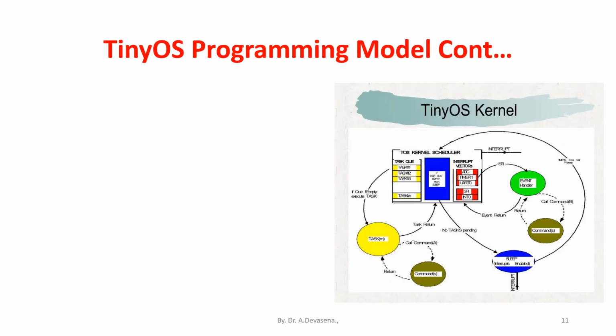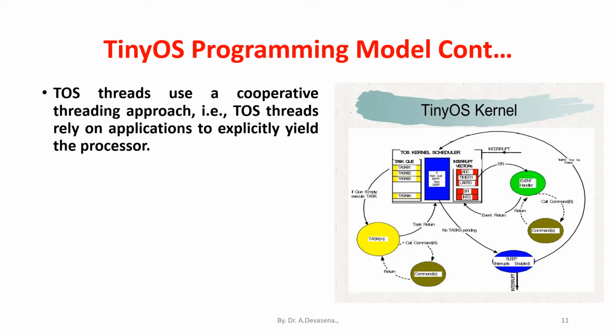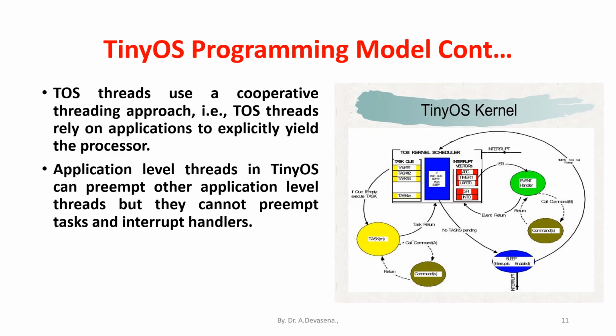TOS threads use a cooperative threading approach. That is, TOS threads rely on applications to explicitly yield the processor. Application level threads in TinyOS can preempt other application level threads, but they cannot preempt tasks and interrupt handlers. For communication between the application threads and the kernel, TinyOS 2.1 provides message passing.